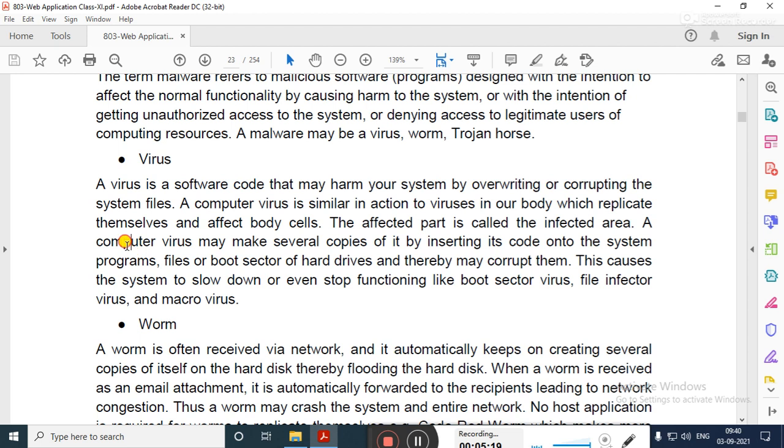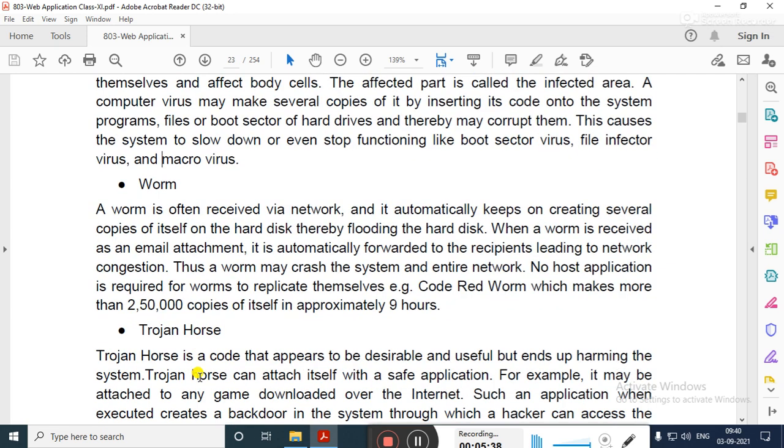A computer virus may make several copies of itself by inserting its code into system programs, files, or the boot sector of hard drives, and thereby may corrupt them. This causes the system to slow down or even stop functioning, as with boot sector virus, file infector virus, and macro virus. Now, what is a worm?